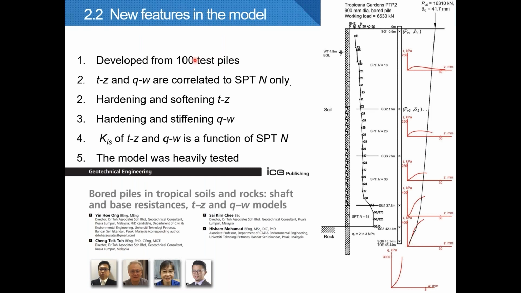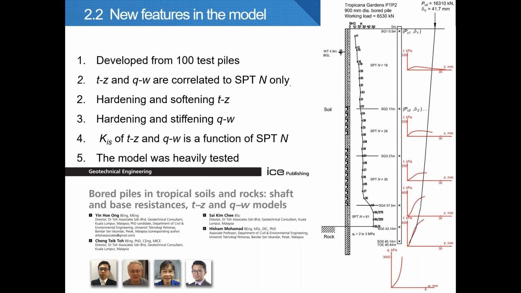The model can simulate hardening and softening for the TZ curve, and hardening and stiffening for the QW curve. The initial stiffness of the TZ and the QW model is a function of SPT N value, and the model was heavily tested. The advantages of these models are, first, the TZ and QW curves are correlated to a single parameter only, that is SPT N value. In other words, you can estimate the bearing capacity and the settlement once the SPT N value is known.